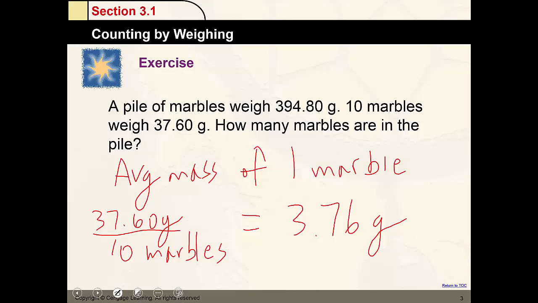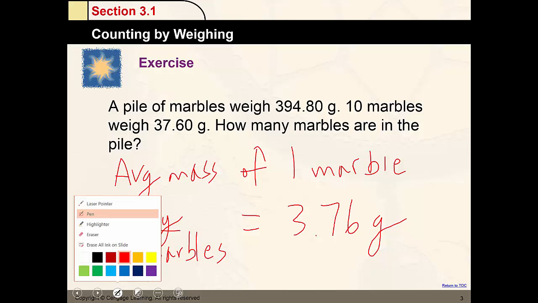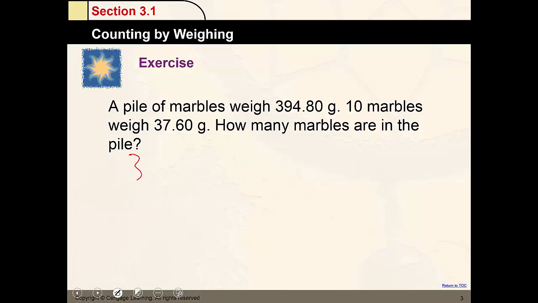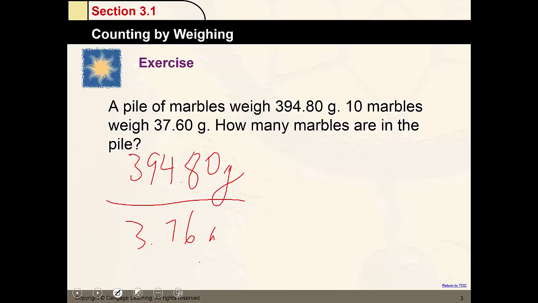Now, every marble doesn't necessarily have that exact same mass. Maybe none of them have the mass of 3.76, but some have a mass of like 3.78 or 3.74 or 3.77, and so on. But the average between all of those averages out to 3.76. So now that we have the mass of one marble, we can take our overall mass, 394.80 grams, divide by the mass of one marble, and that is equivalent to 105 marbles.